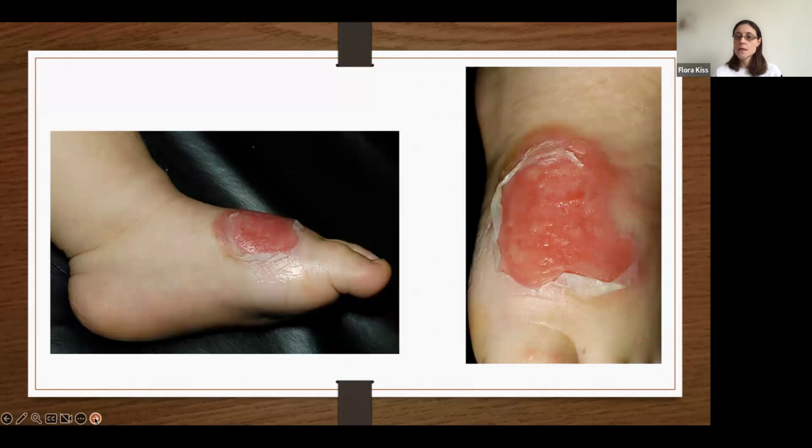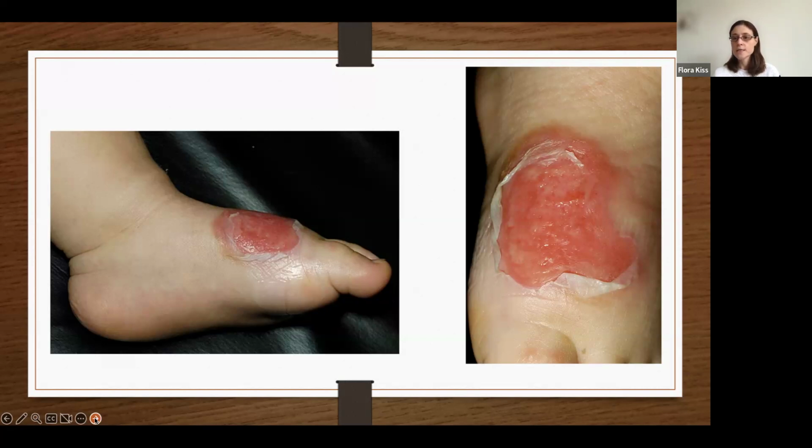This is another different type of issue, and this is a thermal injury, a burn. So this is a 15-month-old toddler who just started walking a couple of months ago and unfortunately has poured some hot coffee as an accident over his foot.